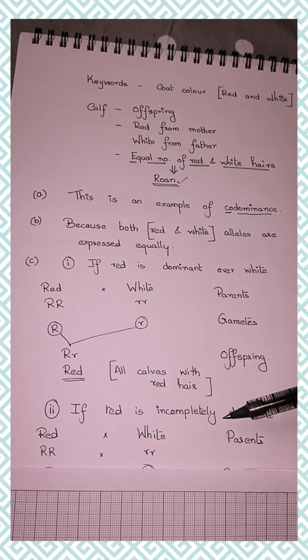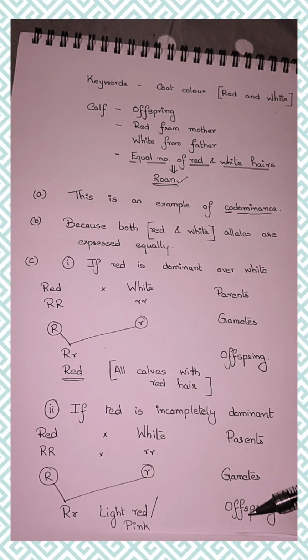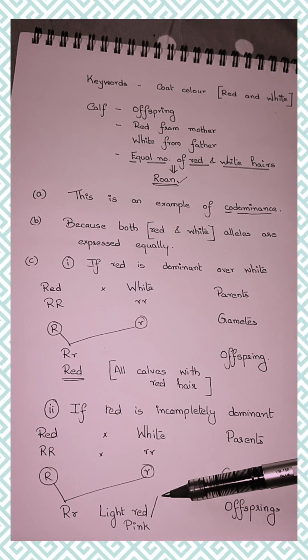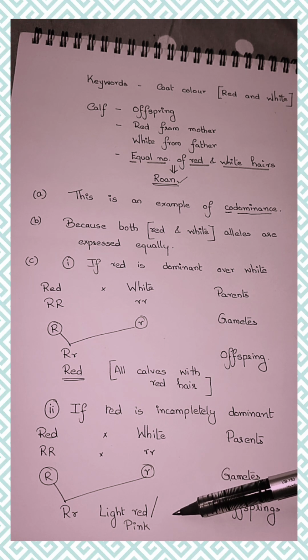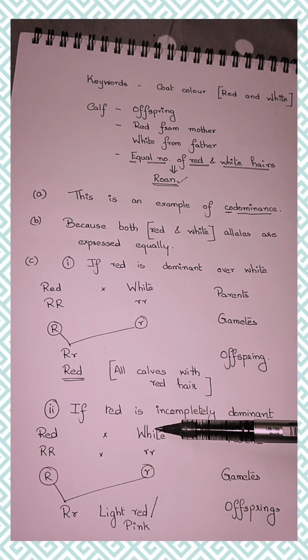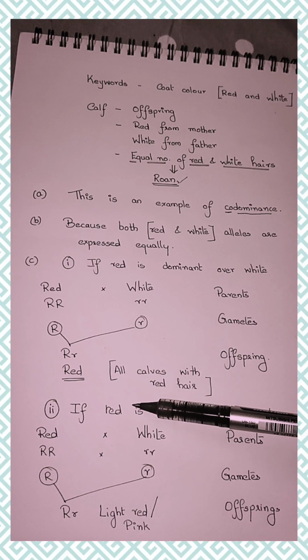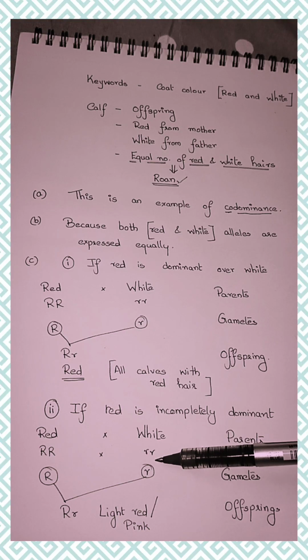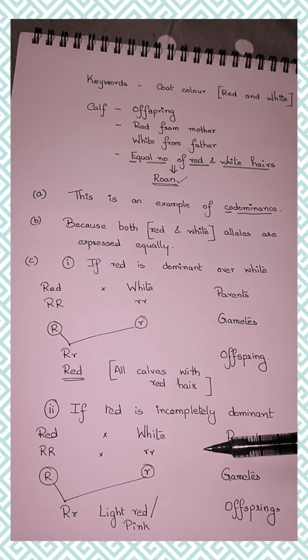So the same cross again, designated as parents. Then you have the gametes, and then you have the offspring, where you have a pink color, or you can just say pink. We can't imagine cows or calves being pink in color, right? So you can have it as light red, which is quite different from the parent. So this happens when R, that is capital R, is incompletely dominant over the small r. That is, red is incompletely dominant over the white.